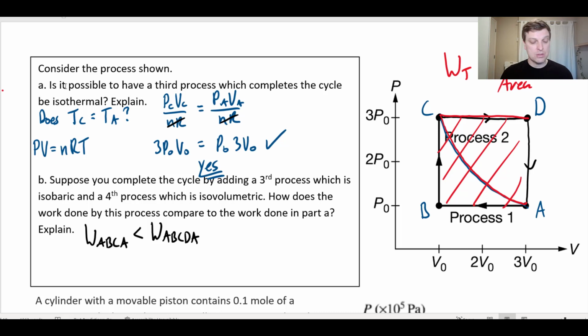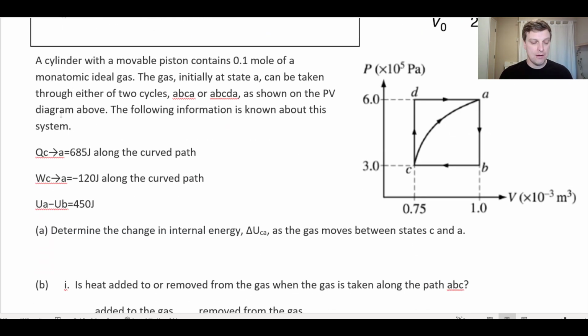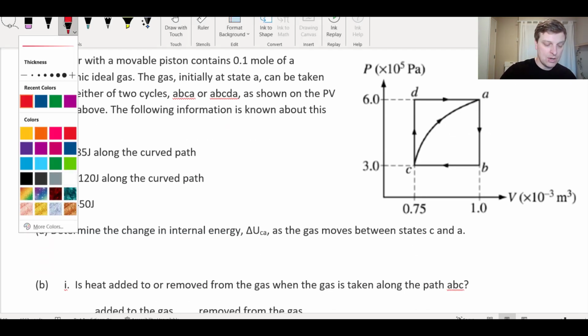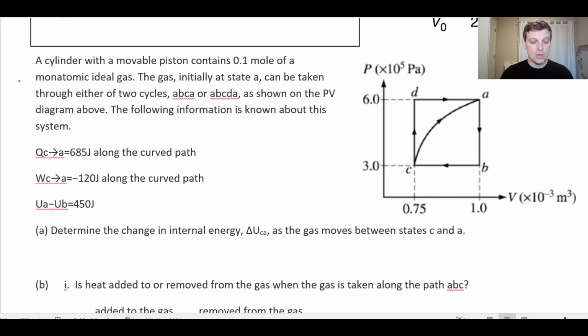Okay, so we're going to throw some numbers at this next one and figure it out. In this one, I've got a cylinder with a movable piston, and it contains 0.1 moles of a monoatomic ideal gas, which all the gases are monoatomic and ideal these days. The gas initially is at a state, and it can go through one of two cycles.